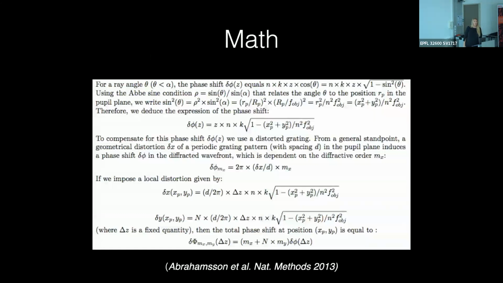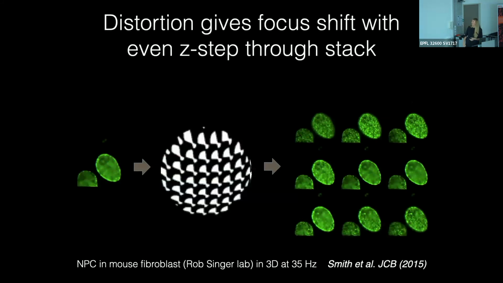So the math for doing that is to calculate that out of focus phase error, and you get an equation that you can separate in X and Y and apply the distortion to that grading. So now we have it. We have simultaneous 3D imaging. We have a focus stack of planes without losing resolution that just can run like that onto a single camera.